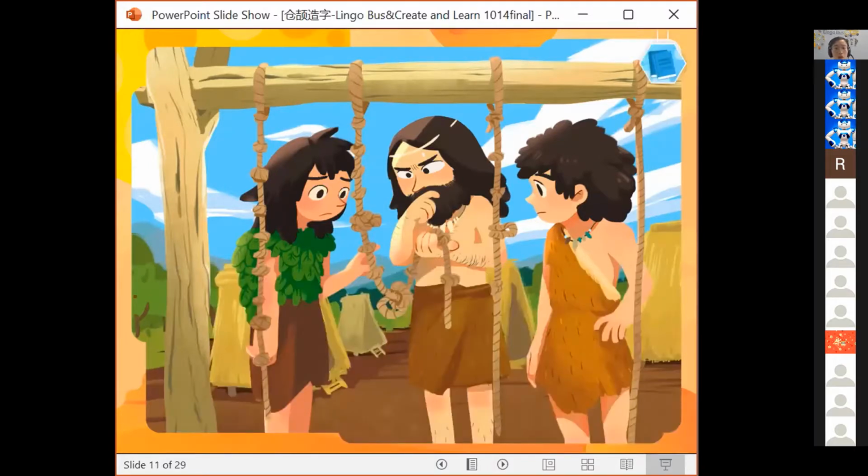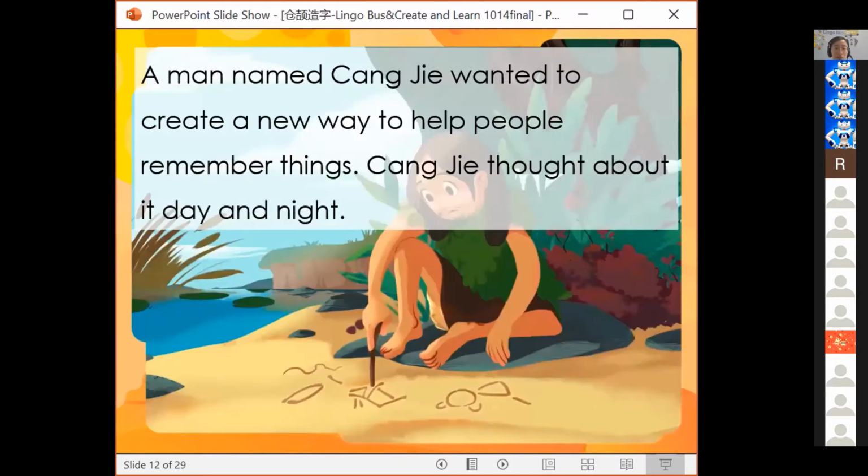Look at these people. Can you have a guess what they were talking about? They kind of looked confused. What were they confused about? It seemed that they were trying to figure out what the knots meant. Yes, Amir, you're right. They don't remember which one is for which event. So a man named Cang Jie wanted to create a new way to help people remember things.